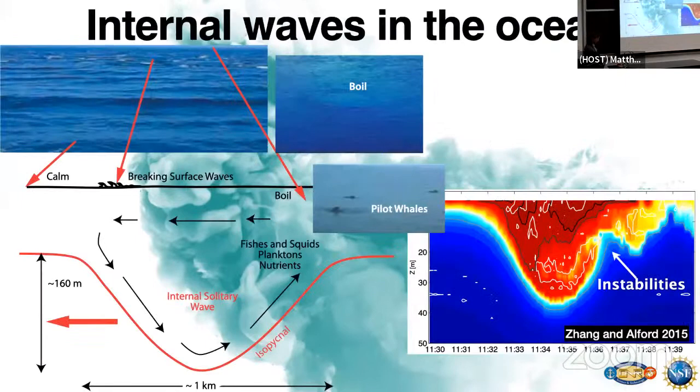Oh, and the last thing, this is another example. This is another similar moored thermistor record of a much smaller wave off the Washington coast, where I used to hang out. And what happens on the trailing edge is there's a huge amount of shear that develops on the back end of that wave. And it leads to Kelvin-Helmholtz instabilities that lead to turbulence. So this is one way that internal waves can break.